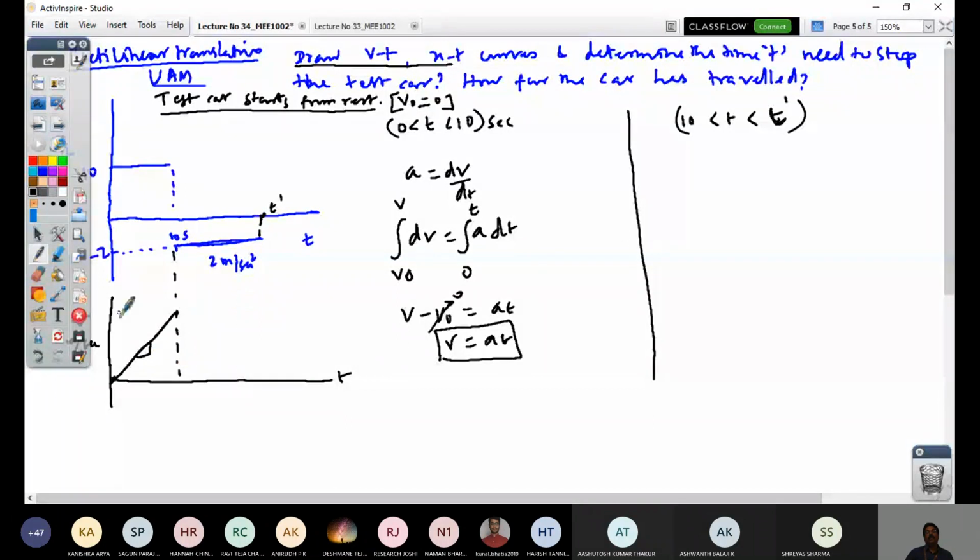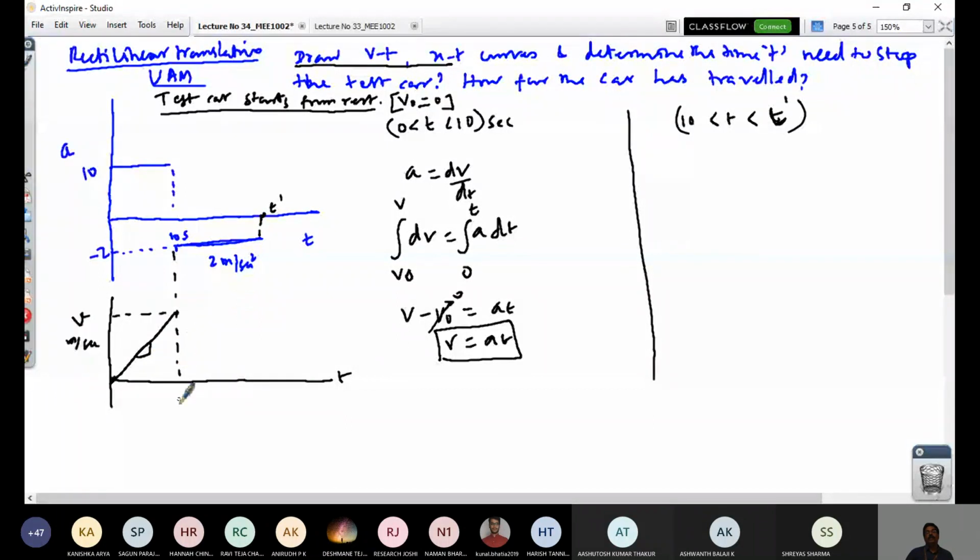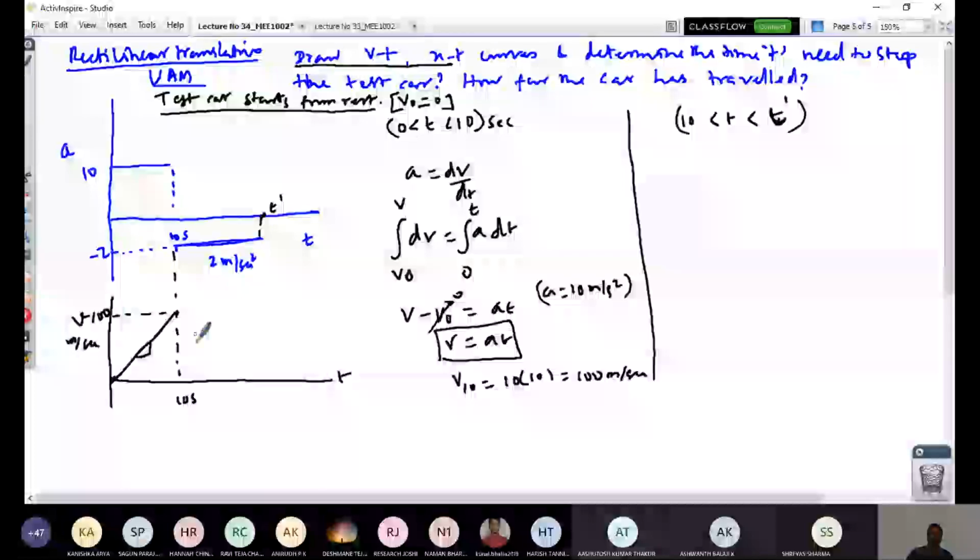So now what is my velocity at t equal to 10 seconds? So v10 is going to be, a equals 10 meter per second square, given. So 10 into 10, that's going to be 100 meter per second. So it's 100 here. So after reaching 100, what's happening from here on? See, this is deceleration.